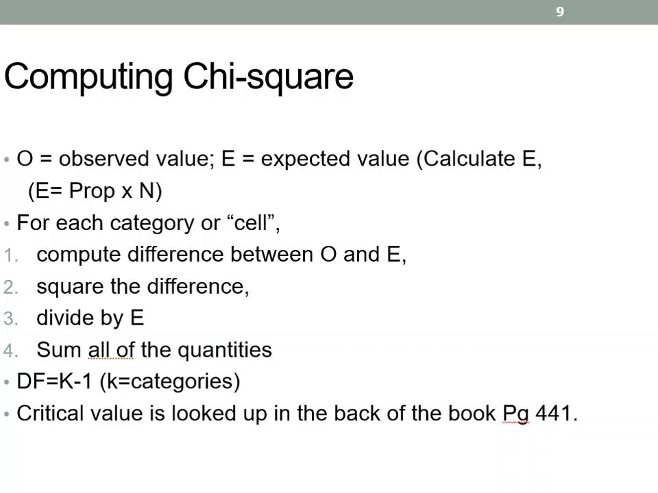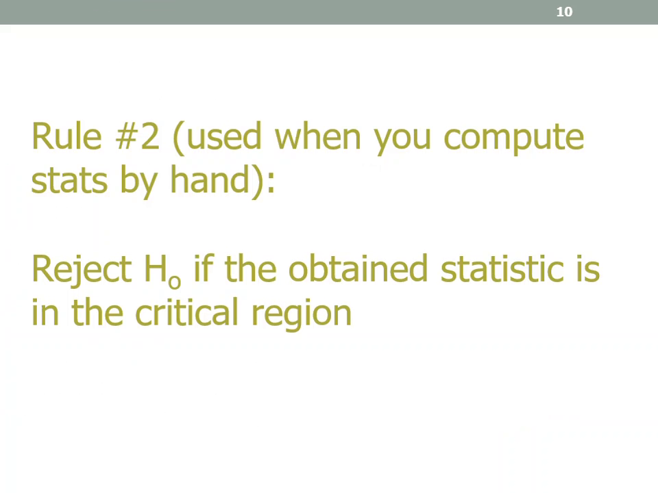We then need to look at the degrees of freedom, which equals k minus 1, where k is categories, and we look up the value in the back of the book or in a chi-square table, where we will find our critical value, and usually we use an alpha of 0.05. Once you have your obtained and your critical, you draw out and determine whether or not you reject the null.